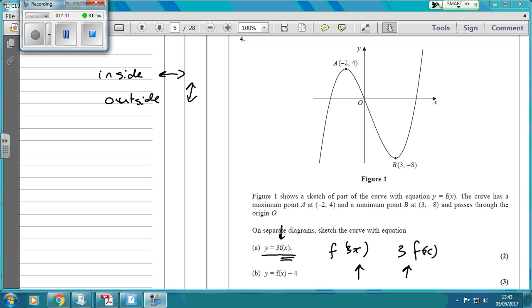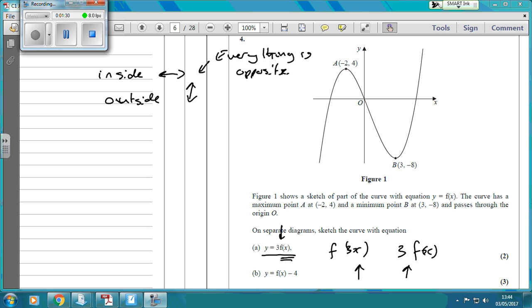Also the other thing to remember inside the brackets is, inside the brackets, everything is opposite to what you think it should be. So everything is opposite.